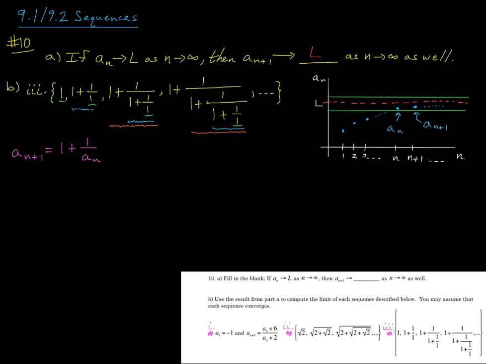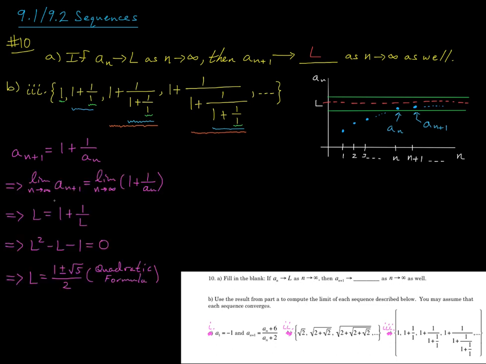How do we get the fourth term? Well, 1 plus 1 over the third term. Okay, so on and so forth. So here's the general recurrence relation. A sub n plus 1 is equal to 1 plus 1 over a sub n. Okay, take limits of both sides. That's going to give us this algebraic equation. L is equal to 1 plus 1 over L. Okay, clear fractions, move everything to one side. We get L squared minus L minus 1 is 0.